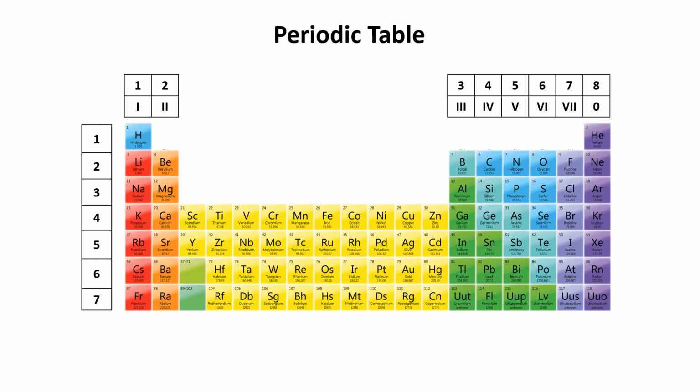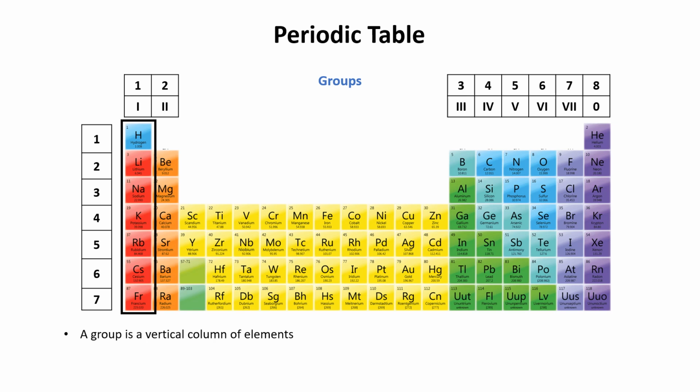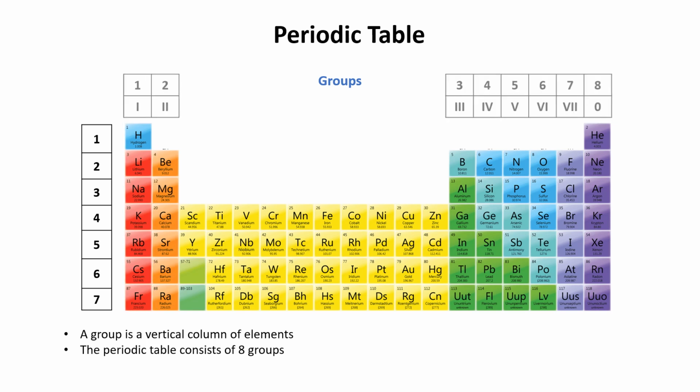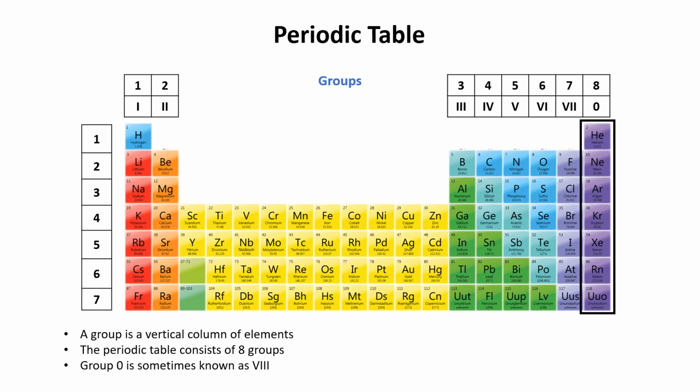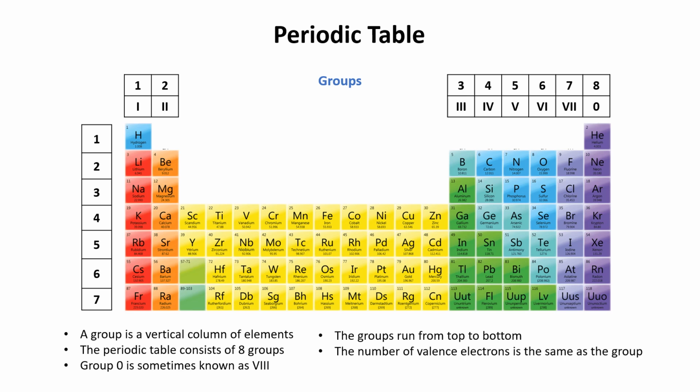Let's look at the periodic table. First, we have the groups. A group is a vertical column of elements. The periodic table consists of 8 groups. Group 0 is sometimes known as group 8. The group runs from the top to the bottom. The number of valence electrons is the same as the group number.